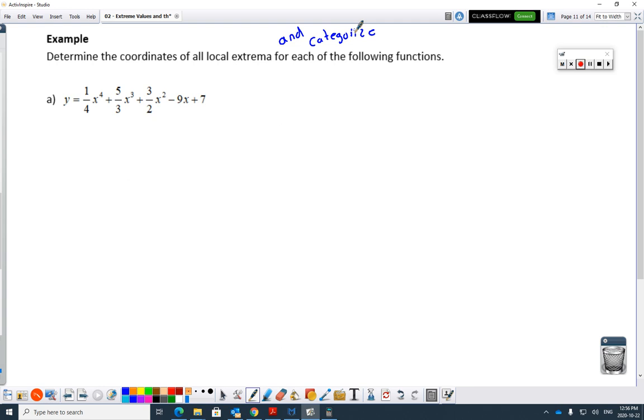Is this a different function than the last one, even though it sort of looks like it might be the same? Okay, so same procedure. I'm going to do a lot of the algebra, and then I want to pause for questions at certain times, okay? So, y equals blah, blah, blah. It says local extrema, which means max and min. And that tells me find the derivative. So y prime equals x cubed plus 5x squared plus 3x minus 9.